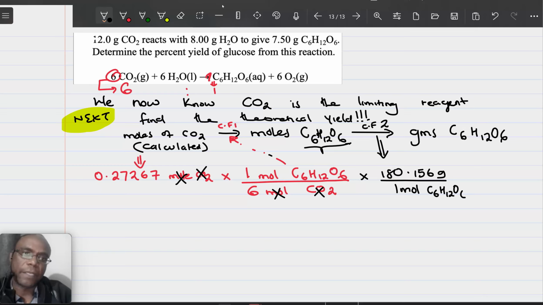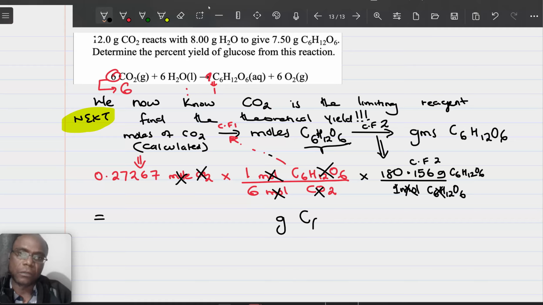So for every 180.156 grams of glucose, we call it 1 mole of glucose. This will help us cancel moles of glucose against moles of glucose, written in this way using conversion factor 2. All that is left is to do the math. The answer should read Y grams of glucose, and that is going to be our theoretical yield.